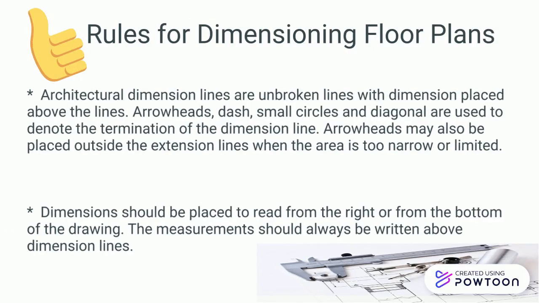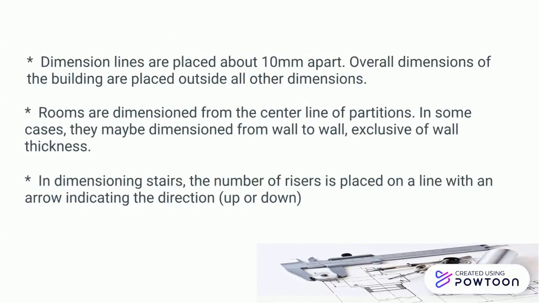First, to remember, arrowhead symbolizes the end of the dimension line. Next, measurements should be written above dimension lines. Third, dimension lines are placed about 10 mm apart. Then, rooms are dimensioned from the center line of partitions.